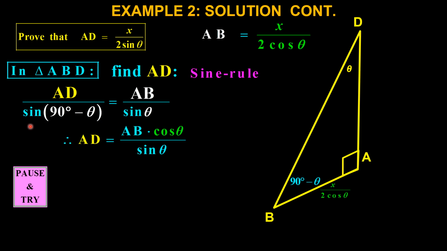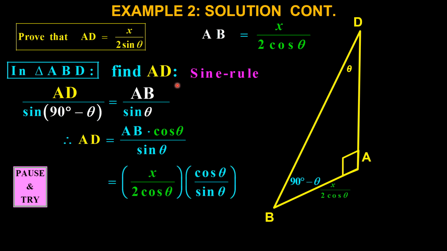Now, what do we know about sine 90 minus theta? That's correct. That's cosine of theta. And I can multiply, then it's AB cosine of theta, right? Now we can bring in the AB, the AB that we worked out. We can replace AB with that expression there. So let's go and replace it. So I have x over 2 cos theta, and then I have this. We can simplify by cancelling out the cosines, right?